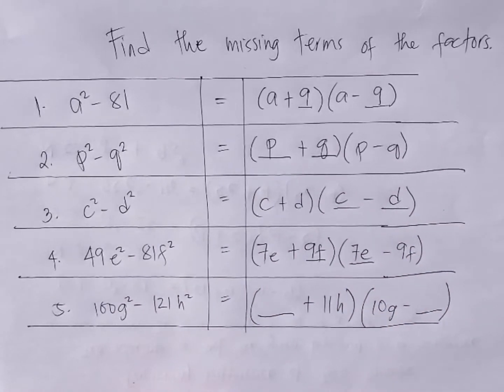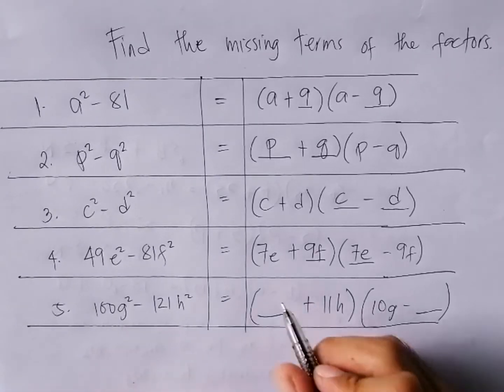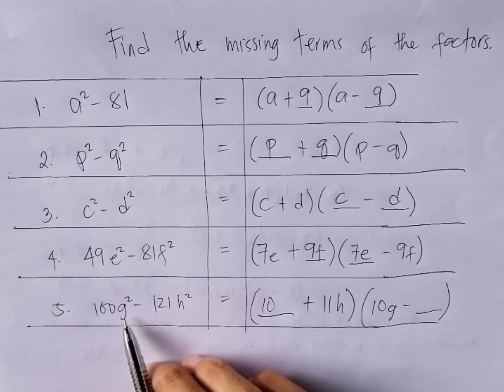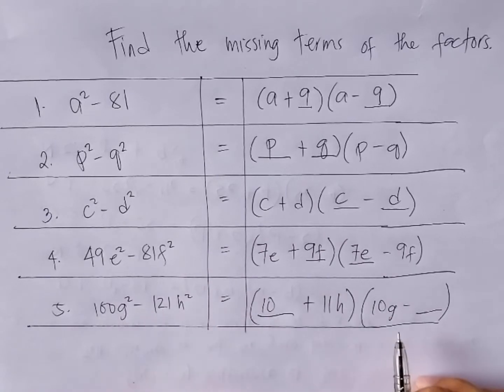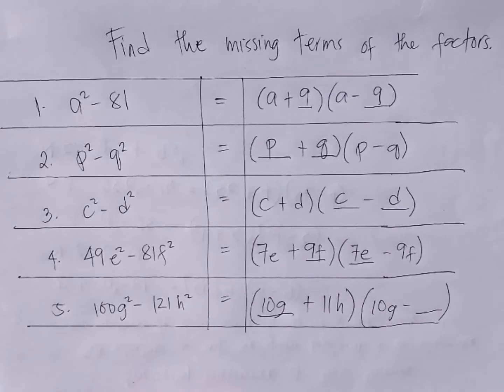Number 5, 100 divided by 10, that is 10. Then g squared divided by g, that is g. Next is 121 divided by 11, that is equal to 11. Then h squared divided by h is equal to h.